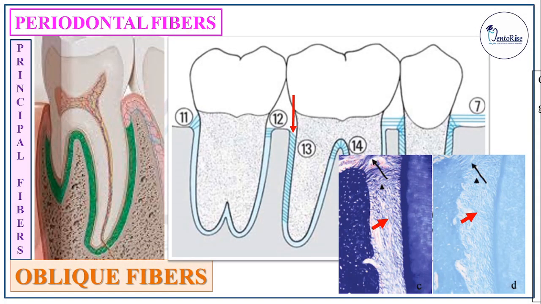The next set of fibers are the oblique fibers. These oblique fibers comprise the largest group in periodontal ligament. They extend from the cementum towards the alveolar bone obliquely, but in a coronal direction, that means towards the crown, as you can see in the figure. The function of these oblique fibers is to bear the brunt of vertical masticatory stresses and transform such stresses into tension on the alveolar bone. You can observe the histological sections as well.